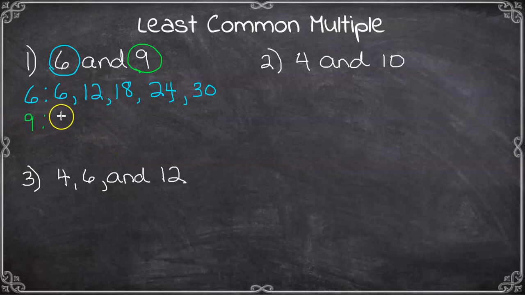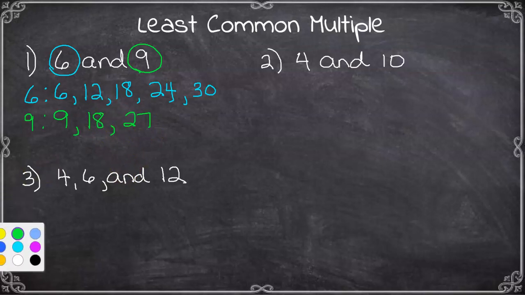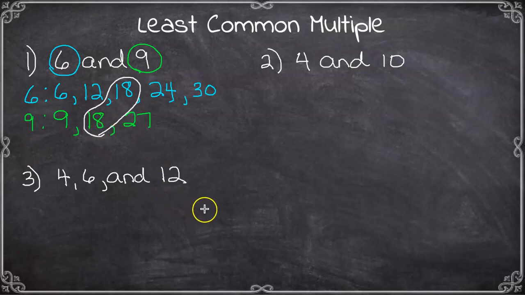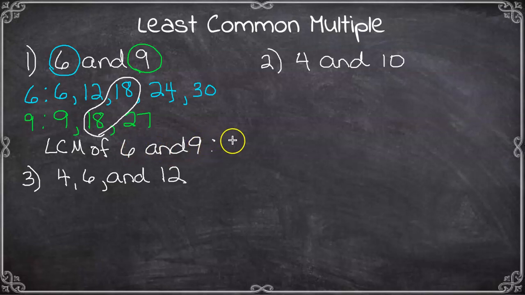So again, the first multiple is always the number itself. So 9 times 1, 9 times 2 is 18. 9 times 3 is 27. And I could keep going, but I see that I already have a multiple in common, and that is 18. And so once I get to a multiple that they have in common, I can stop, because unlike greatest common factor, this is the lowest number that they have in common. So once I get to one that's alike, I can stop. So the LCM of 6 and 9 is 18. So that is the lowest number that both of them will divide into.